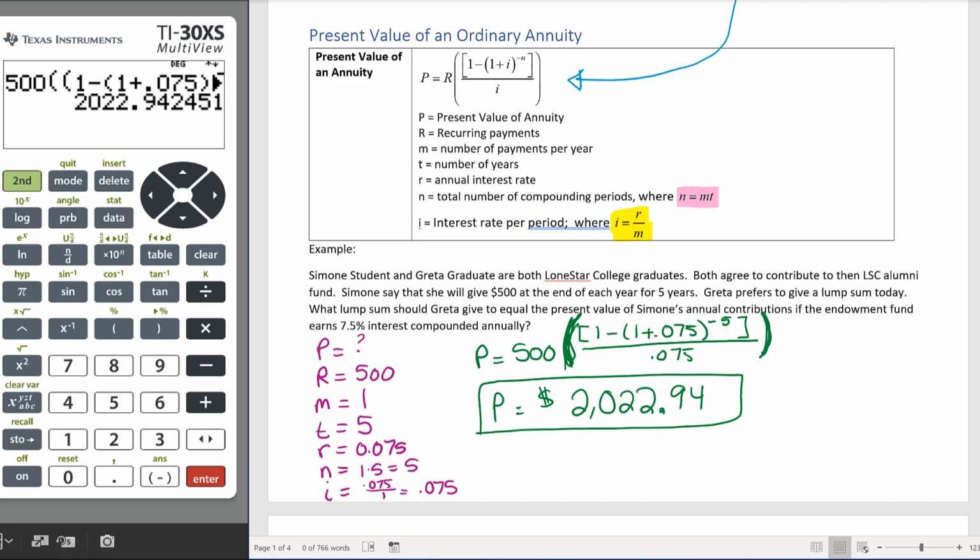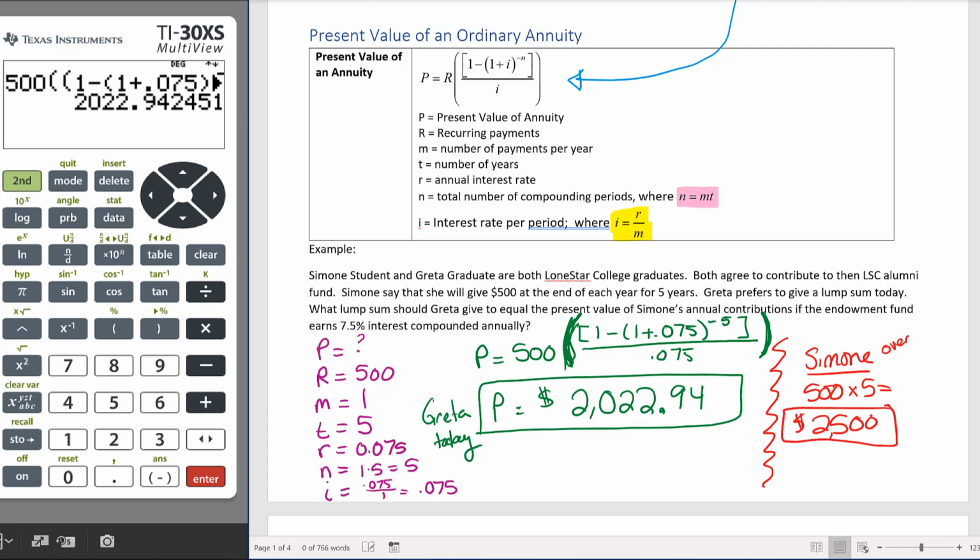Okay, so that's how much Greta will give today. Now let's just think about, what did Simone give? Simone gave $500 at the end of every year for 5 years. So Simone ended up giving 500 times 5, which is $2,500. And that's what she gave periodically over 5 years.